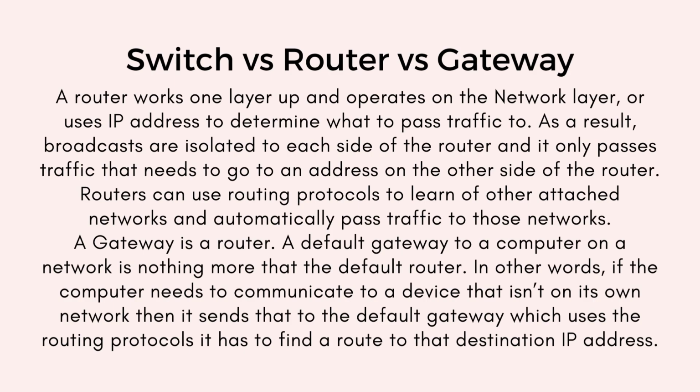A gateway is a router. A default gateway to a computer on a network is nothing more than the default router. In other words, if the computer needs to communicate to a device that isn't on its own network, then it sends that to the default gateway, which uses the routing protocols. It has to find a route to that destination IP address.